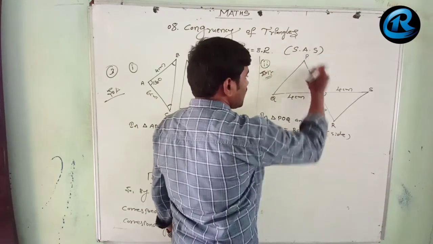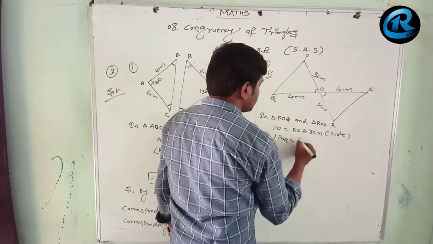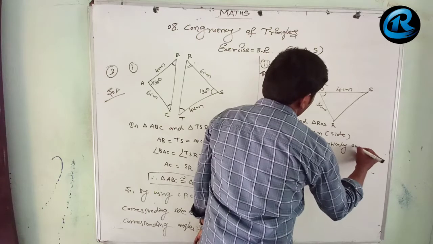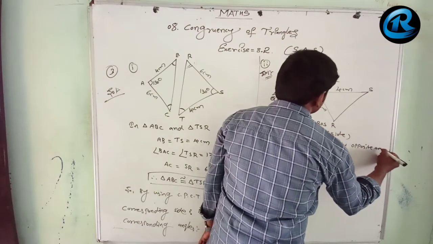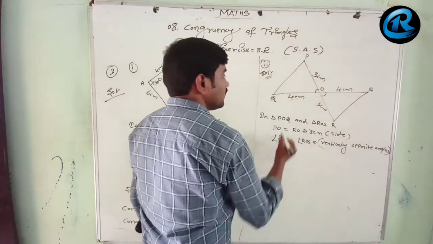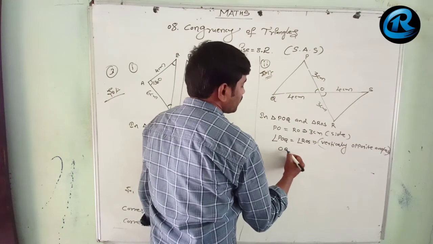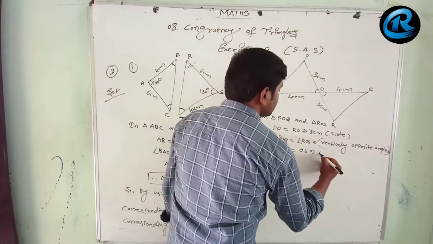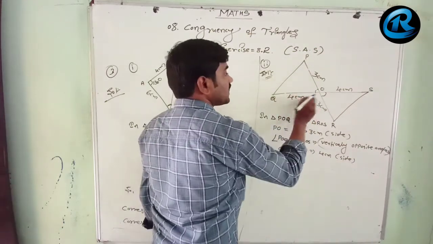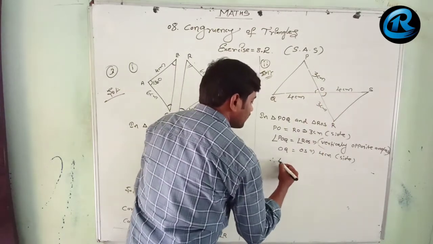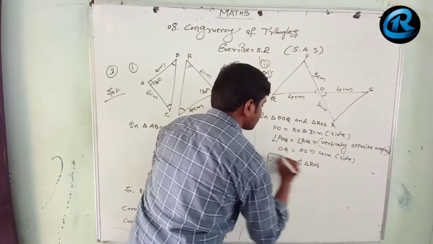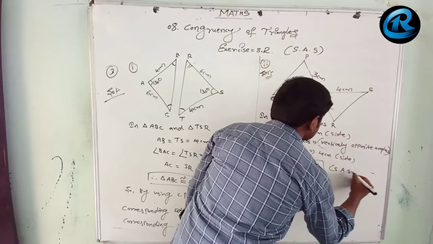But angle we will write first. Angle POQ equal to angle ROS, that is, vertically opposite angles. You know what is the meaning of vertically opposite angles. Next, OQ is equal to OS, that equal to 4 centimeter. This is also a side. Now if you observe, side angle side. By the rule, triangle POQ is congruent to triangle ROS by the congruence rule of side angle side.